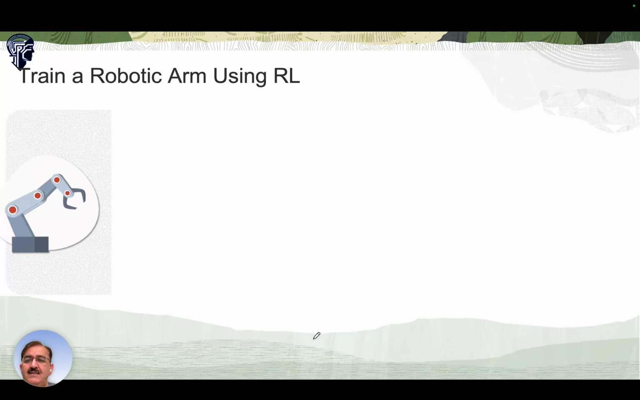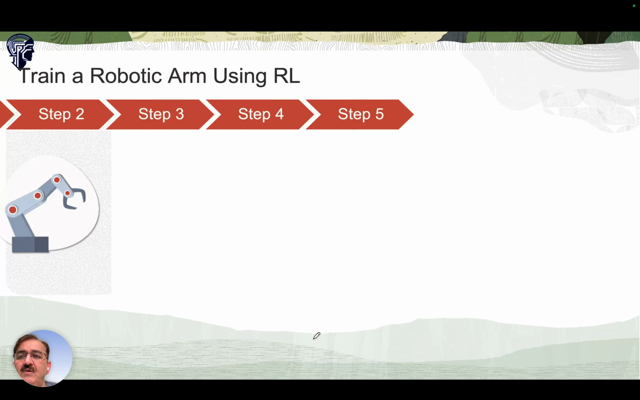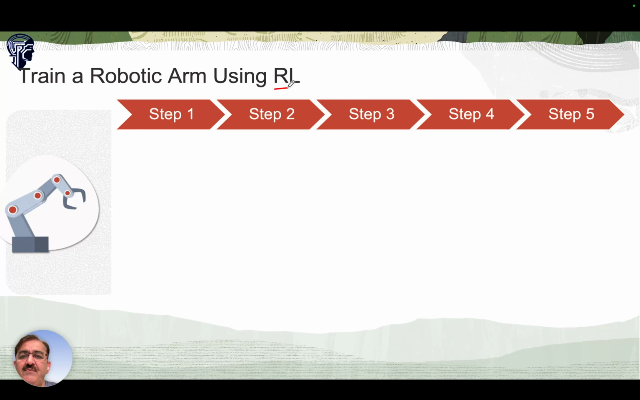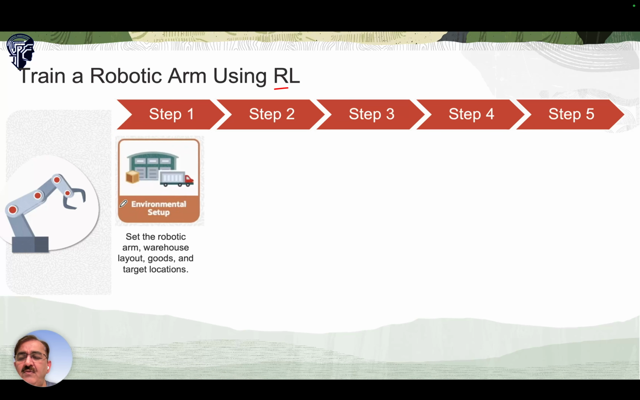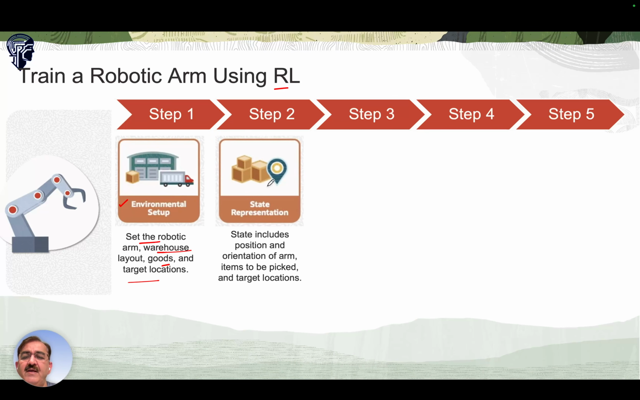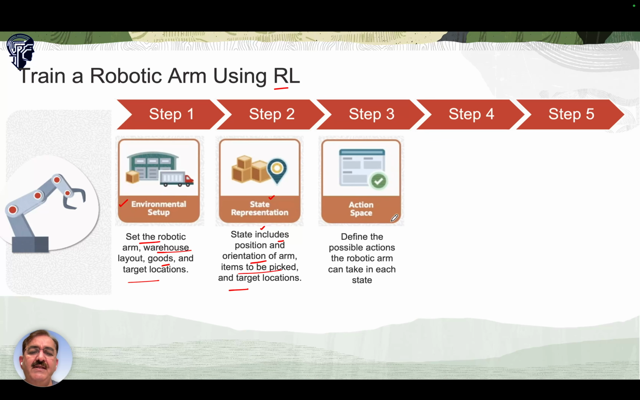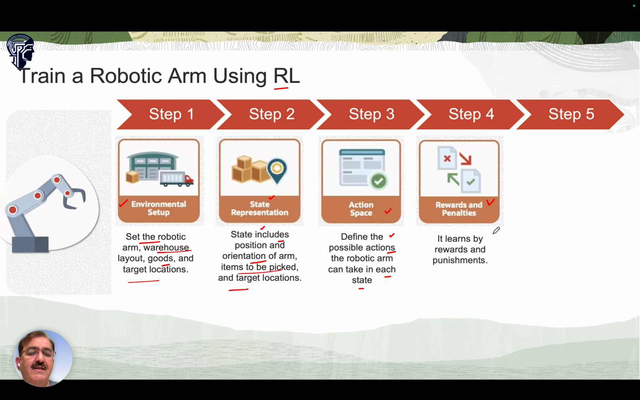For example, this is an example of a robotic arm. To train a robotic arm using reinforcement learning, step 1 is environmental setup. During this process, we set the robotic arm, warehouse layout, goods, and target locations. Step 2 is state representation. The state includes the position and orientation of the arm, the items to be picked, and the target location where the items are to be placed. Step 3 is action space. It defines the possible actions the robotic arm can take in each state. And step 4 is rewards and penalties. It learns by rewards and punishments.